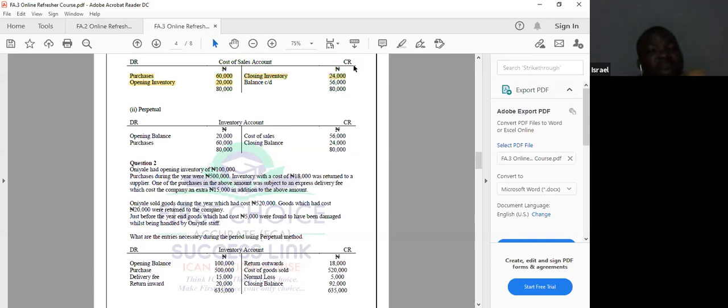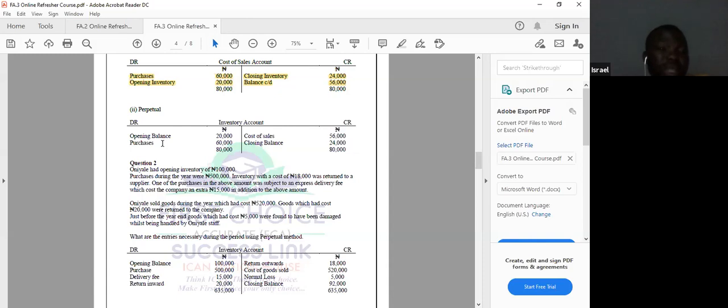Then after that, we have our balance carried down. How do we get our balance carried down? 60 plus 20 will give us 80. 80 minus 24 will give us 56. So our cost of sales for that period is 56,000.